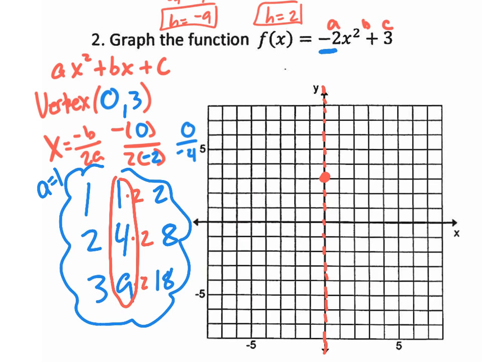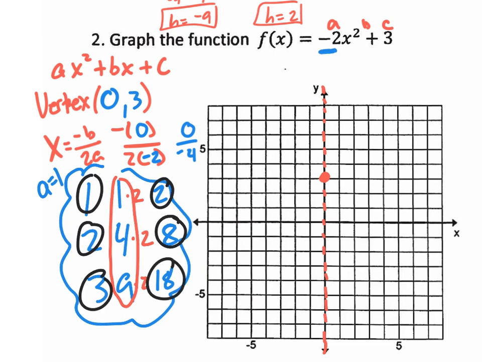But this is my new pattern: 1, 2 instead of 1, 1, 2, 8 instead of 2, 4, 3, 18 instead of 3, 9. So again, we know that this opens down because it's negative. So I'm going to go 1 over and 2 down, 1 over and 2 down. That would be right here. Then I go back to my vertex, and I want to go 2 over, 1, 2, 8 down, 1, 2, 3, all the way down 8. That would be right here. Okay? So let's put a dot right there.